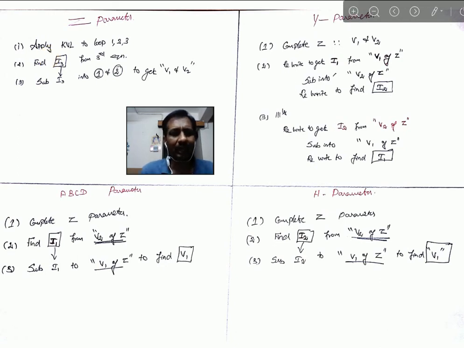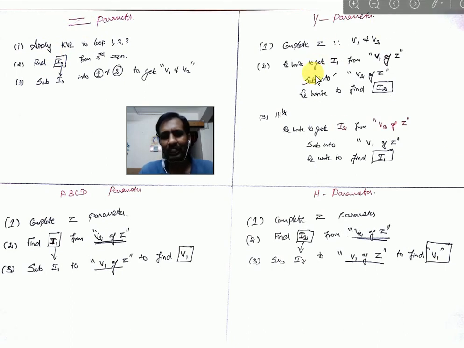Step number 1: apply KVL to the 3 loops, 1, 2, 3. The third one comes with no source, so from it we find I3. After finding I3, substitute it into equation number 1 and equation number 2, then find the V1 value and the V2 value. Now you have V1 and V2, so compare with the parameter form and write it.